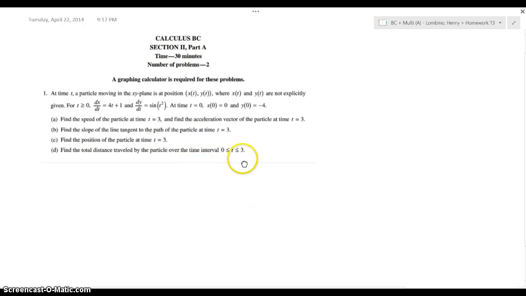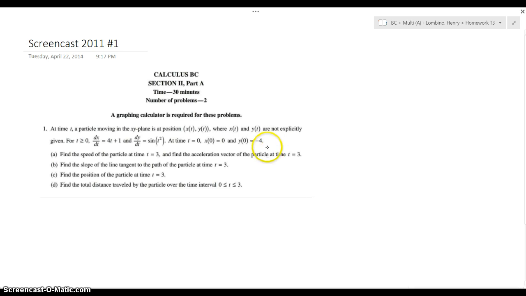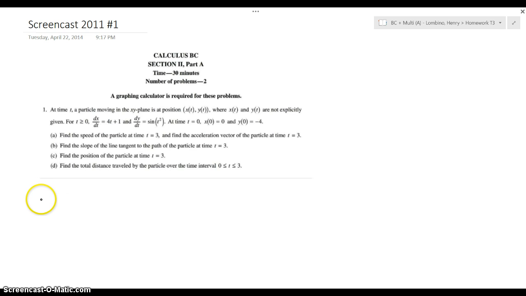First of all, we're going to find the speed of the particle at time t equals 3 and find the acceleration vector of the particle at time t equals 3. Okay, so let's figure this out. So part A asks for the speed of the particle at time t equals 3 and the acceleration.